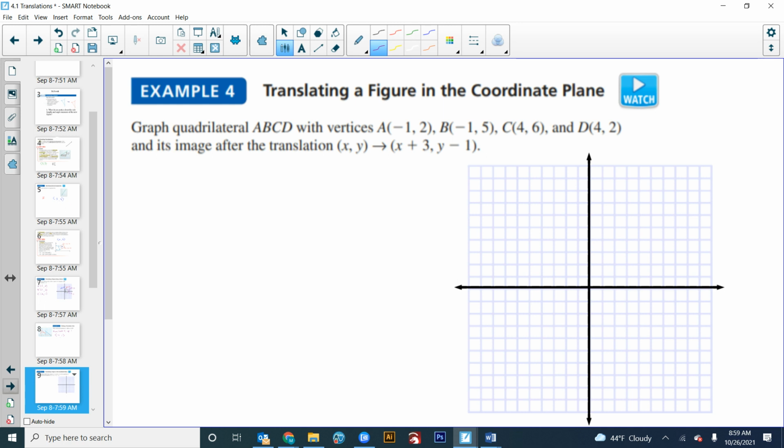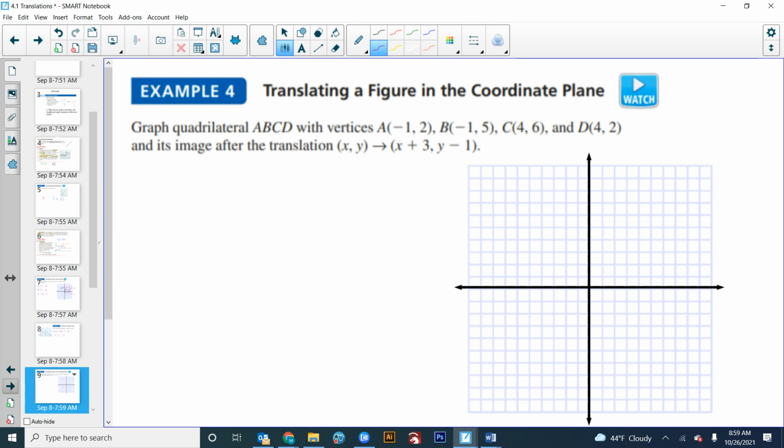Graph the quadrilateral ABCD and its image after the translation X, Y. Now, okay, we have some terms and symbols to talk through. If it tells you it's quadrilateral ABCD, that's the original. And what's another name for the original? The pre-image. Good. The pre-image. And its image, which is going to be A prime, B prime, C prime, D prime, after the translation X, comma, Y.